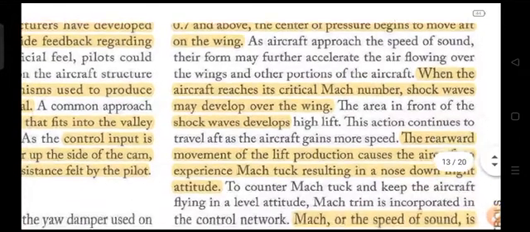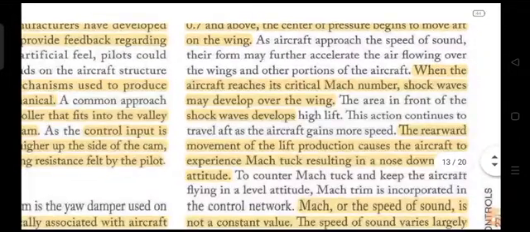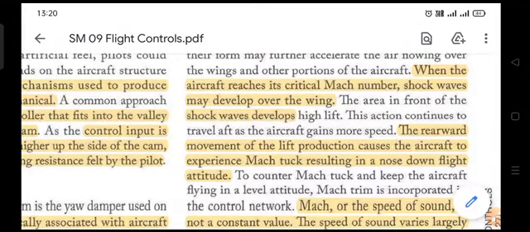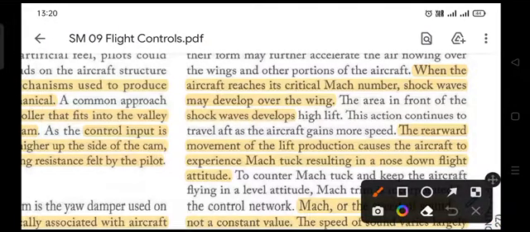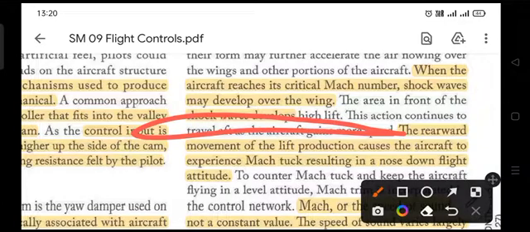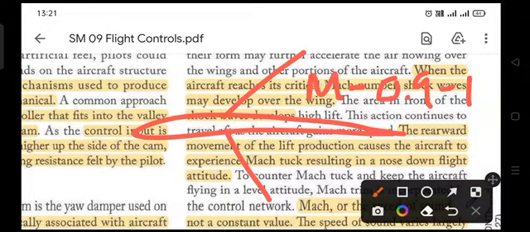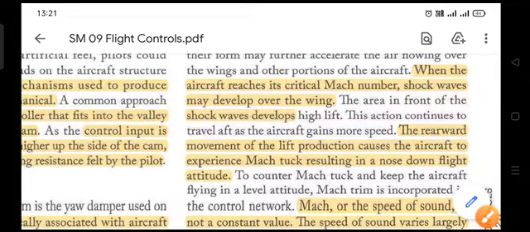So when the aircraft reaches its critical Mach number, shock waves may develop over the wing, we know. We have already studied in the first chapters, we have also studied in aerodynamics that shock waves are created like this when you reach a Mach somewhere very close to 0.8, 0.9 or maybe around 1. When you reach that, these things happen. So when the critical Mach number is reached, certain parts of the aircraft will come across these types of shock waves that will cause a lot of resistance and drag.